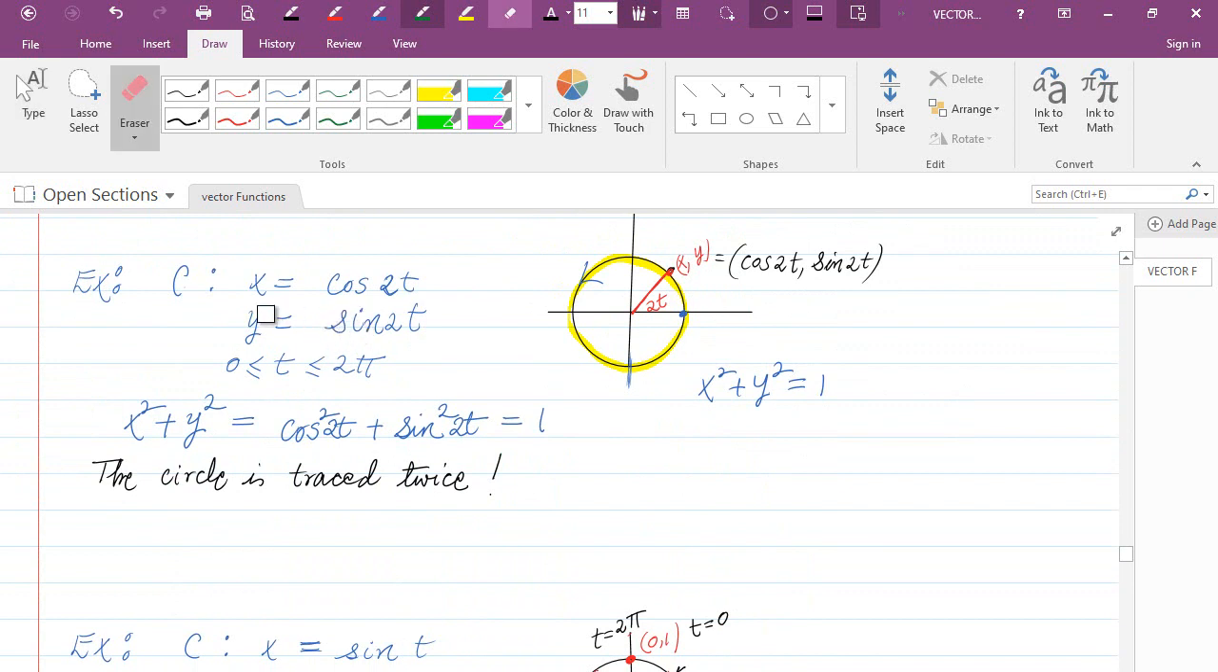Here again we have x is cosine 2t, y is sine 2t, t is between 0 and 2 pi. In this case, recall that it'll be a circle of radius 1, centered at the origin, traced twice because of the 2 here, and because the range of t is from 0 to 2 pi.